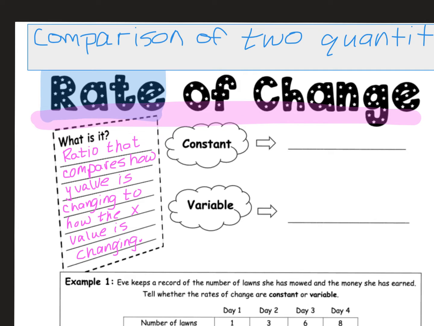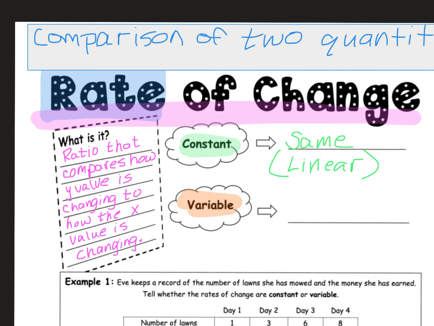And we're going to talk about two specific types of rates of change. The first is a constant rate of change, and it means exactly what you think it might mean. It means that it's going to stay the same. And in our last unit, we talked about how if you graph a relationship that has a constant rate of change, it's going to make a straight line, which is also known as linear.